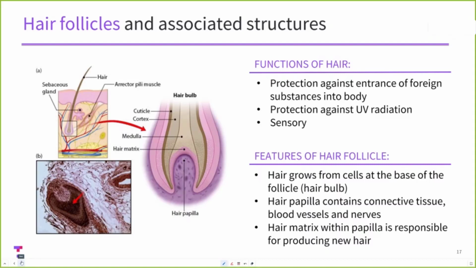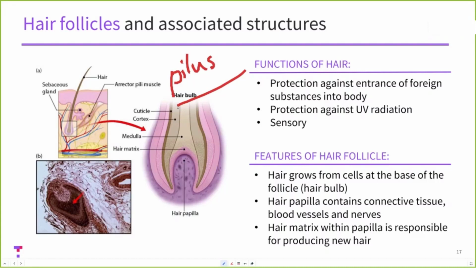The hair follicles. So the hair is also known as the pilus. This is the other official term for this structure, the pilus. It plays a role in protection against foreign substances. It also has some UV function, but really it's sensory based. The hair has different stages of growth.